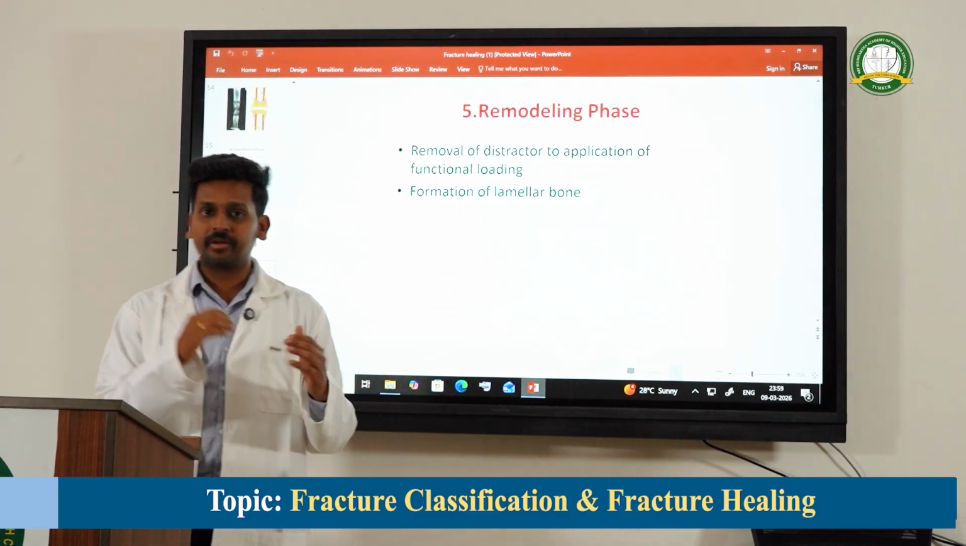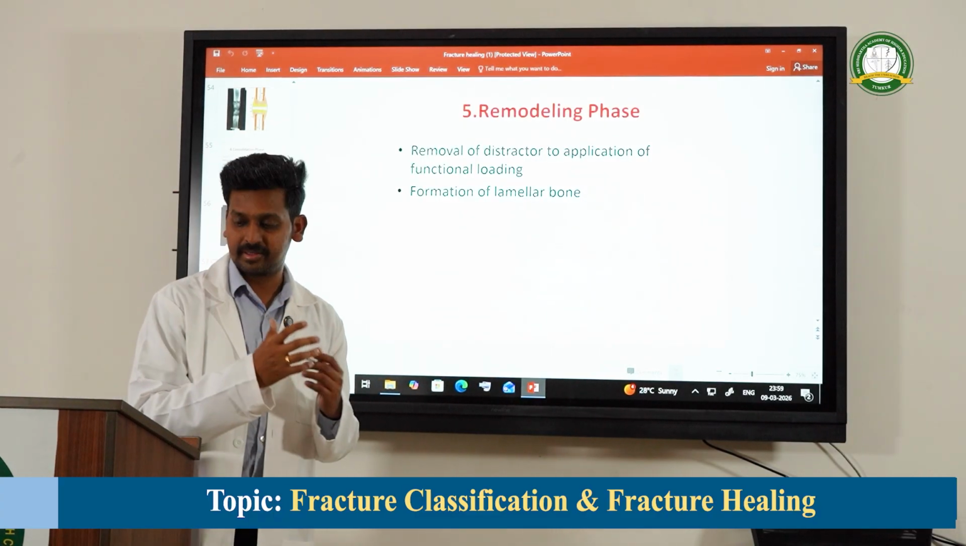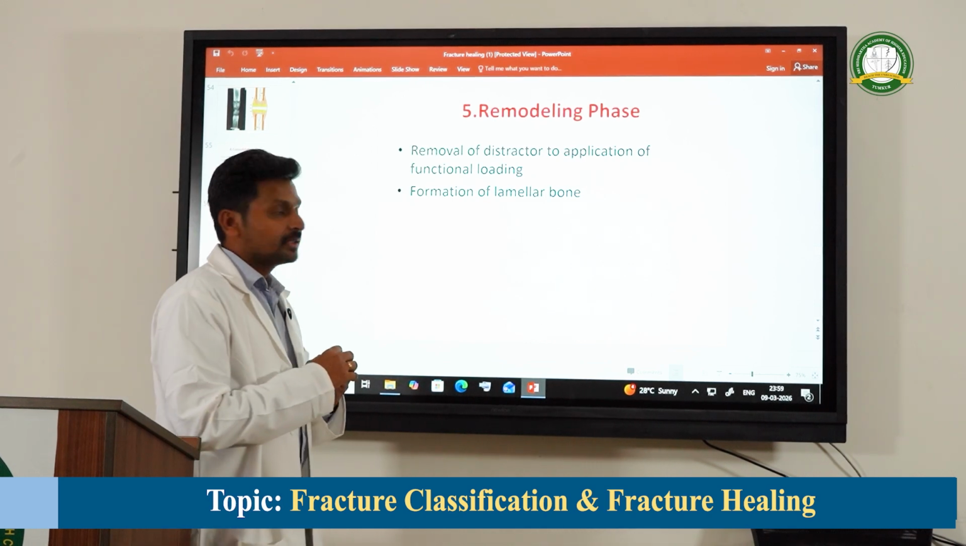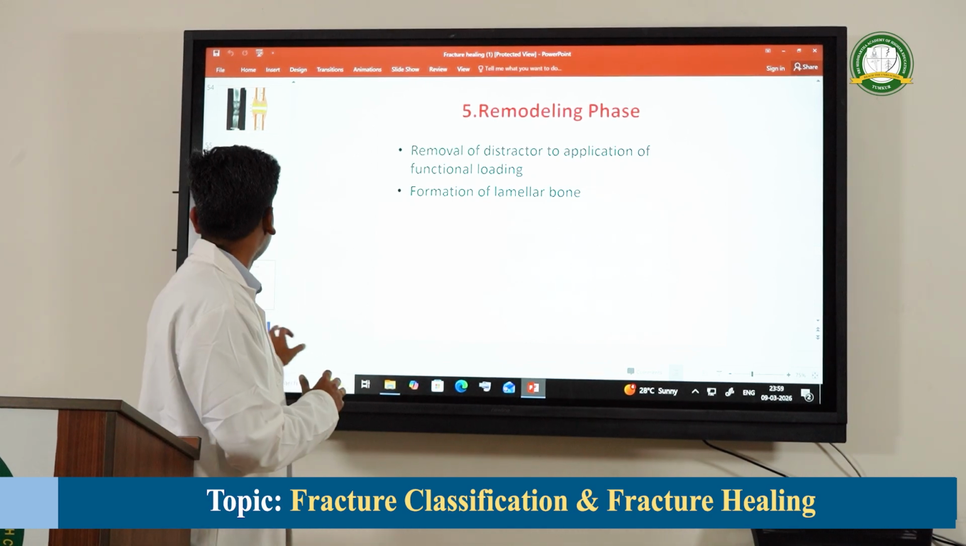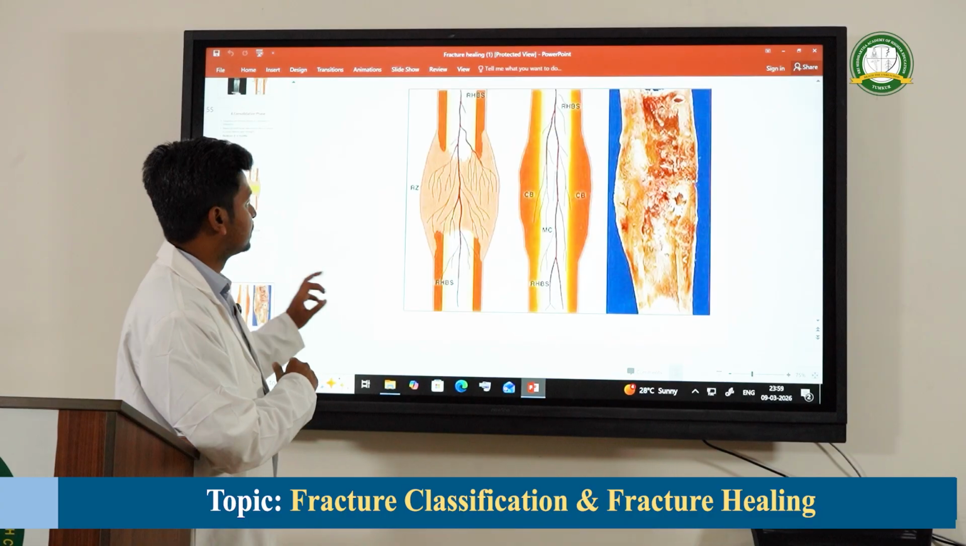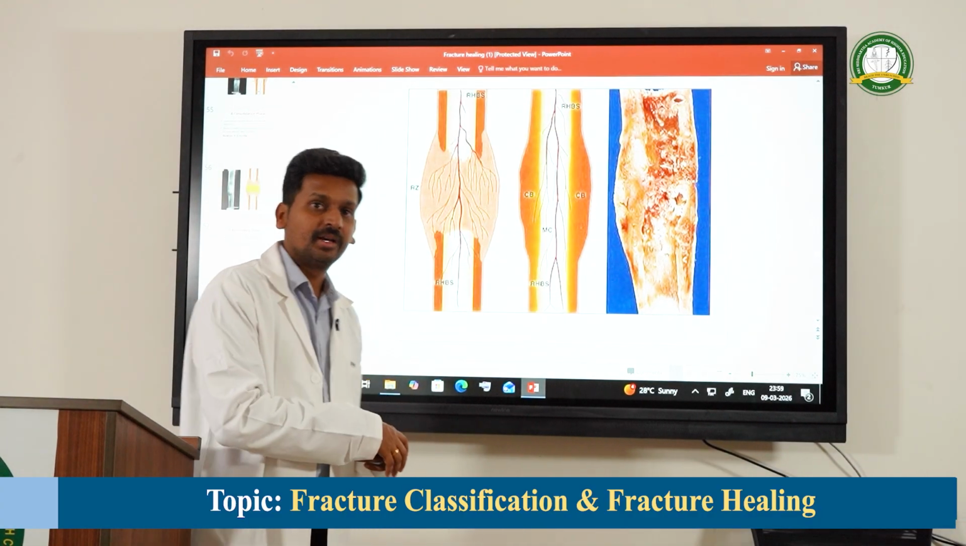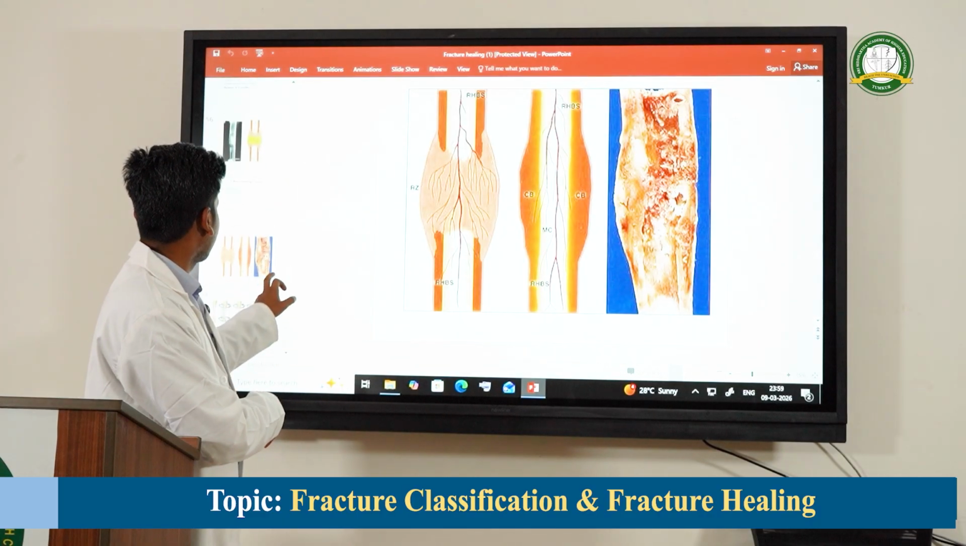So the ring fixator that we applied is removed, and the formation of the lamellar bone is allowed to continue. So this is how it looks. This is the new bone formation. You can see plenty of callus, and there is adequate remodeling.